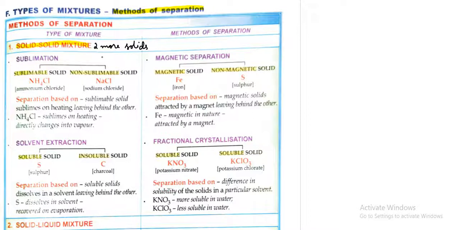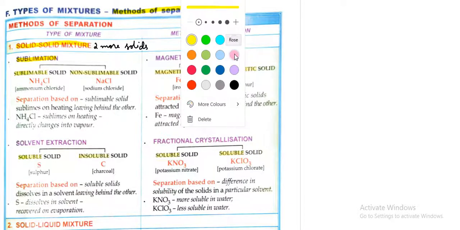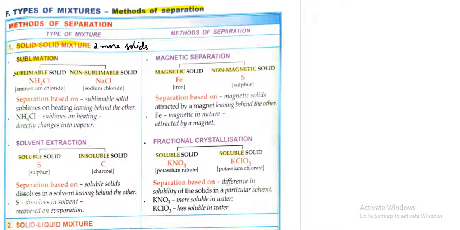The first method which we can use is sublimation. By sublimation we can separate, but one condition is there. What is the condition? In that mixture, one component should be sublimable and the other should be non-sublimable. Here, ammonium chloride is a sublimable substance, but sodium chloride is a non-sublimable substance. So if a sublimable and a non-sublimable substance are mixed with each other, we can separate the mixture by using the method called sublimation.